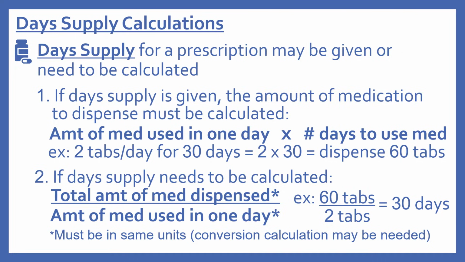If the days supply needs to be calculated, you take the total amount of the medication dispensed and divide that by the amount of medication used in one day. And in order for this to work, these have to be in the same units. And this is where the conversion calculations may be needed. So for example, if you have 60 tablets as the total amount of medication dispensed, and the amount of medication used in one day was 2 tablets, you would just divide 60 by 2, and that would give you 30 days.